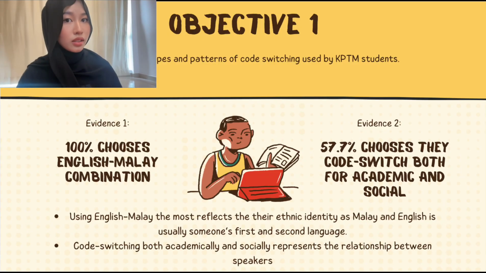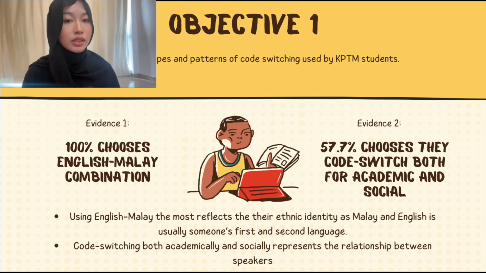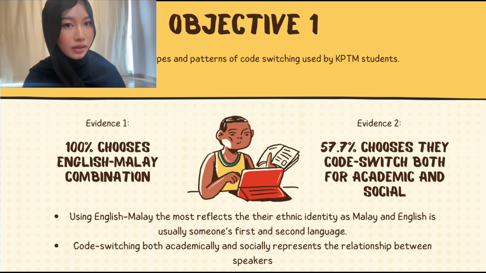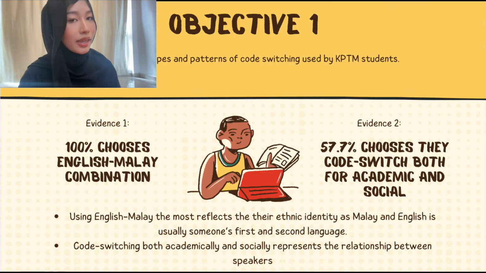Objective 1. From the findings, we found that 100% of students use a combination of English and Malay to show that the language is part of their identity. We also found that 57.7% could switch for both academic purposes and to socialize, meaning that they use it in class and in their daily life. Overall, the English and Malay combination is the most common type of code switching used by students to help them communicate effectively and naturally in any situation.